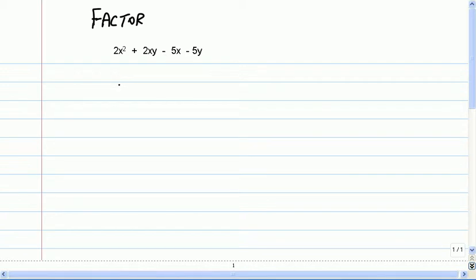And to do factor by grouping, we group the first two terms together, just putting them in parentheses, and the second two terms together. Now we have to be careful when we group the second two terms, because there's a minus sign here. When we put the two second terms in parentheses, notice how we have the minus here, and in parentheses 5x plus 5y.